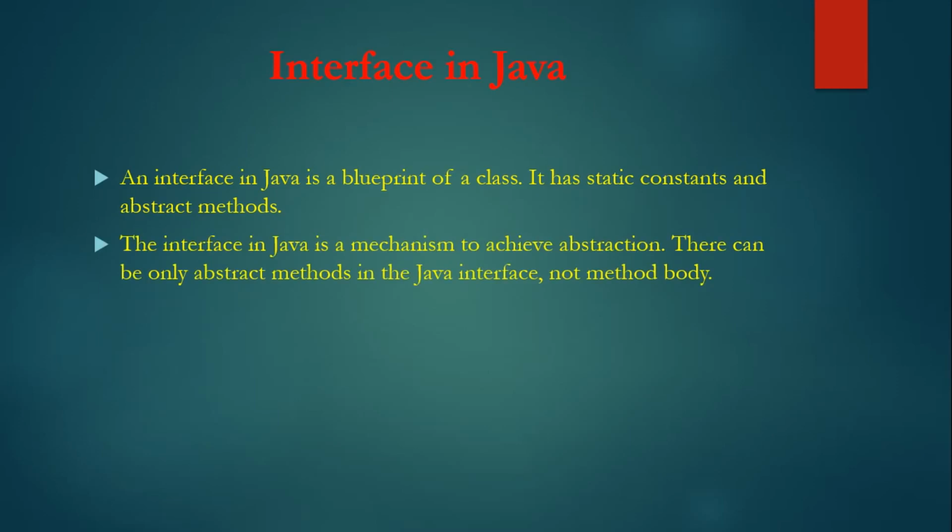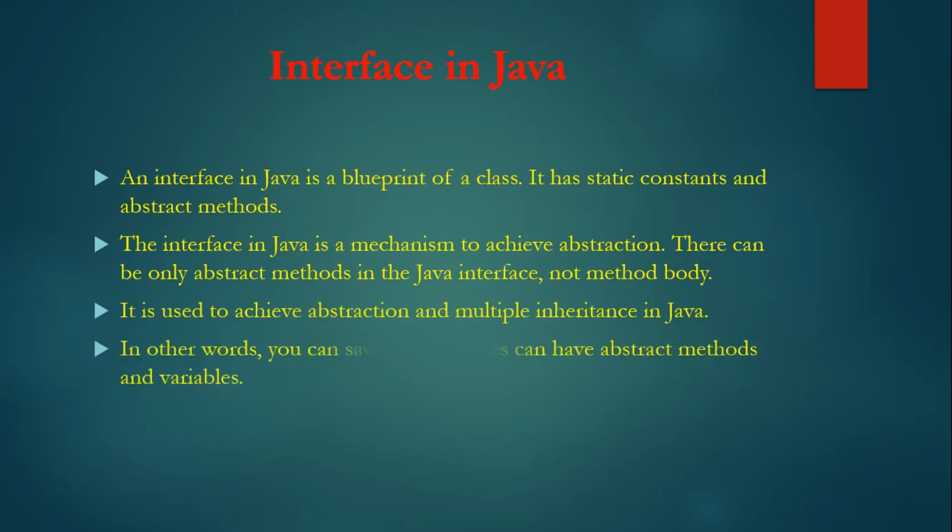The interface in Java is a mechanism to achieve abstraction. There can be only abstract methods in the Java interface, not a method body. It is used to achieve abstraction and multiple inheritance in Java. In other words, you can say that interfaces can have abstract methods and variables. It can have a method body.